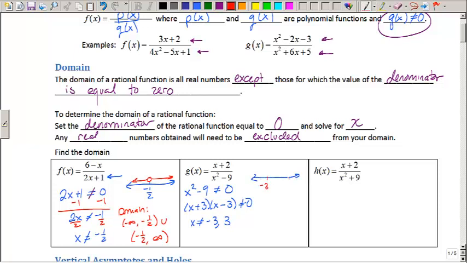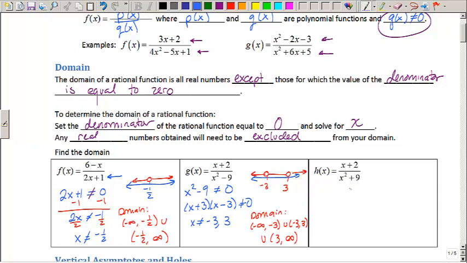So at negative 3 and at 3, I have holes in my domain. So my domain, given in interval notation, is negative infinity to negative 3, union negative 3 to 3, union 3 to infinity.